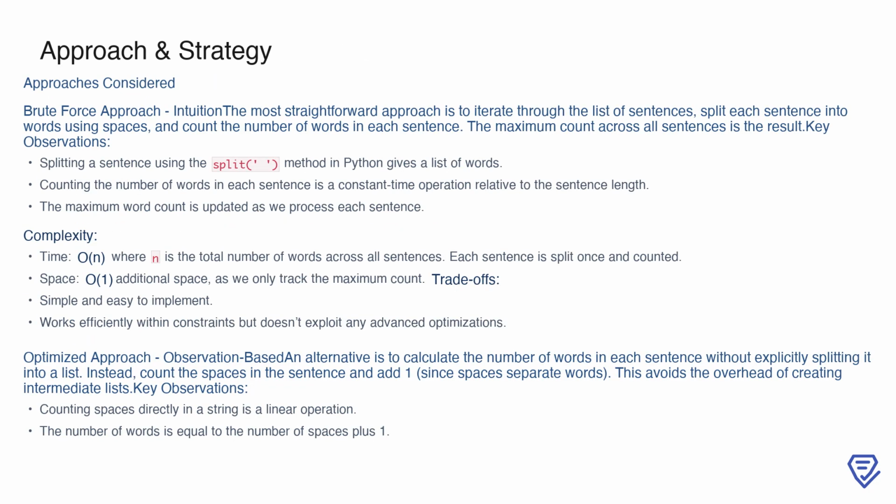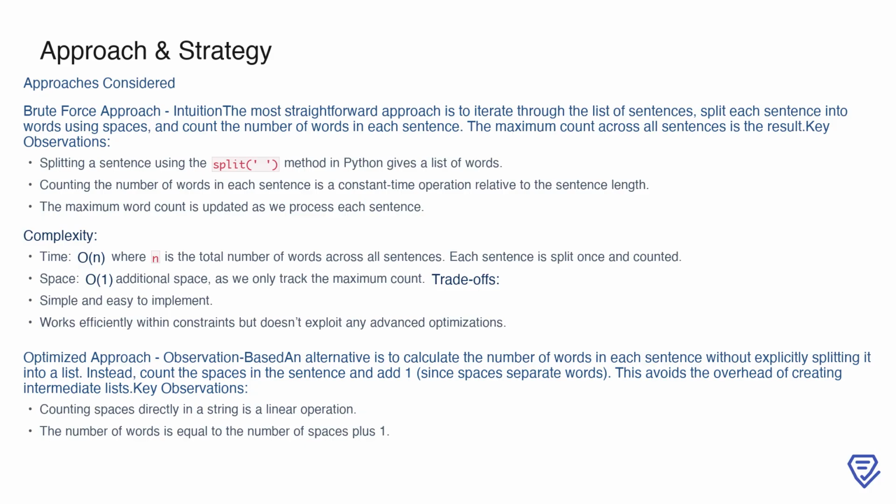To solve this problem, we start by considering 2 main approaches. The first is the brute force approach, which is very intuitive. Here, we process each sentence in the input list one by one. For each sentence, we split it into words using Python's split method, which generates a list of words. The length of this list gives us the word count for that sentence. As we iterate through all sentences, we keep track of the highest word count encountered so far.